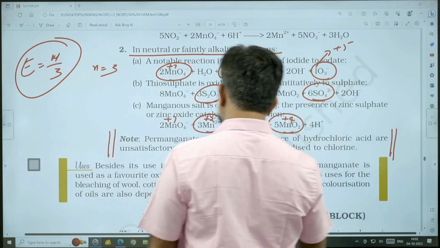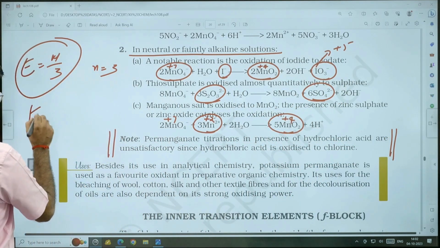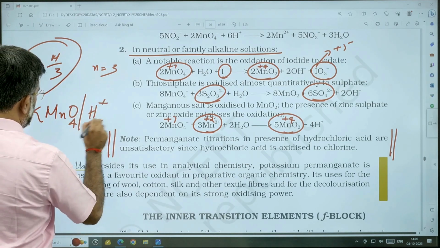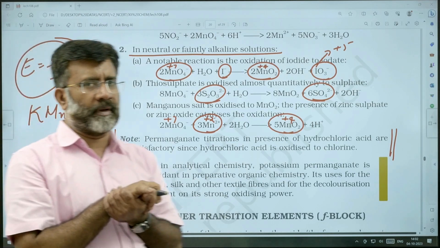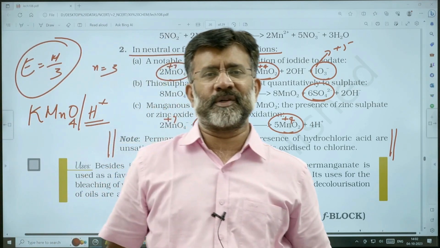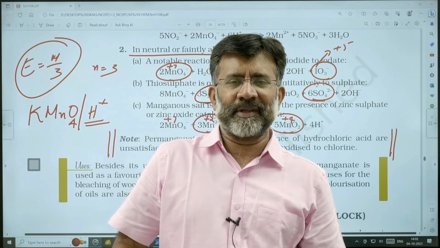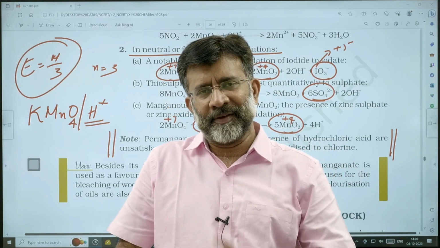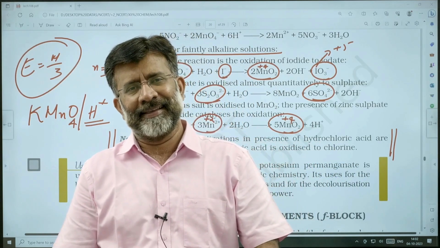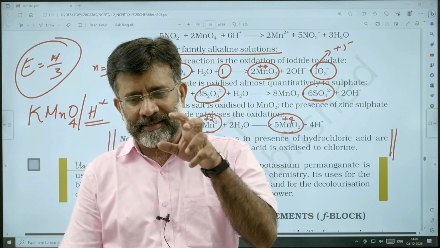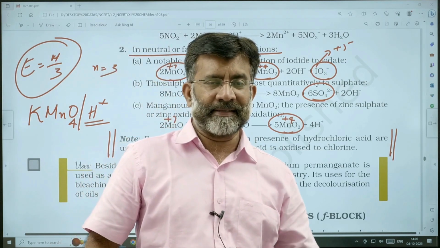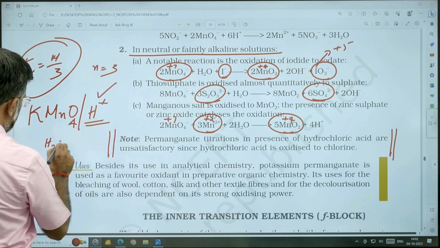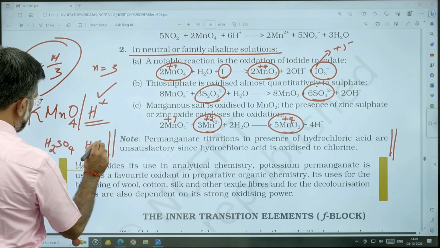When we say acidified potassium permanganate, many times we use the term KMnO4 in acid medium. Which acid is used for acidification? Is it sulfuric acid or hydrochloric acid? The answer is sulfuric acid. So this acidification can be done by sulfuric acid, not by hydrochloric acid.